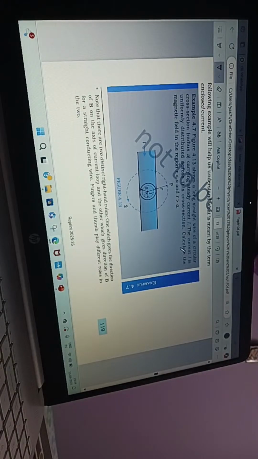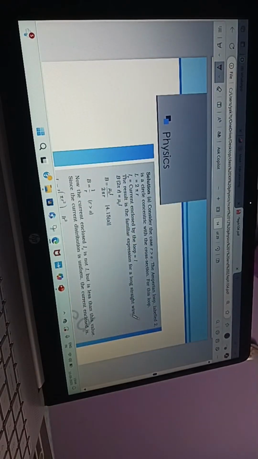Figure 4.3 shows a long straight wire of circular cross section of radius a having steady current I. The current I is uniformly distributed across the cross section. Calculate the magnetic field in the region r less than a and r greater than a. So outside they are asking the magnetic field, inside they are asking, and on the surface of the conductor they are asking. So three cases are there. Now you have to do three cases.